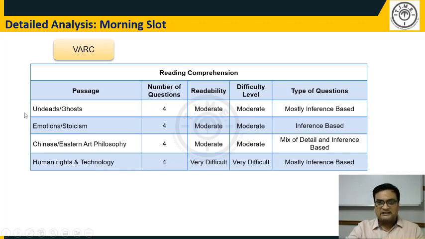Particularly speaking for me, luckily, the first passage that I got was Stoicism. The second was about ghosts. The third was on Chinese art philosophy. This was the fourth one. So that way I was lucky. I personally was lucky because I did not have a lot of time anyways to read this, because I had to attempt the VA section also. But just imagine someone who would have got this particular passage as the very first passage. They would have had a tough time here.